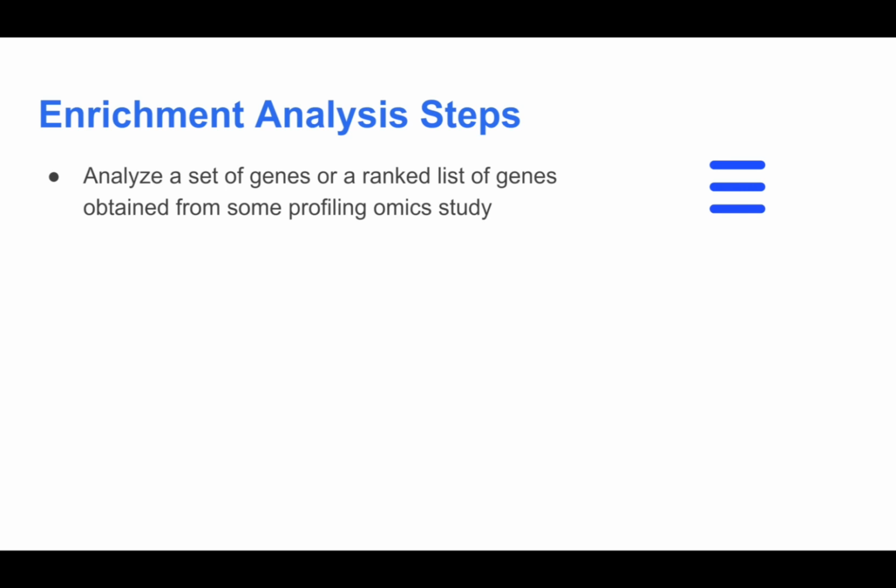Now that we've defined some of the key terms, we can begin the actual steps for enrichment analysis, which, as we mentioned earlier, starts with analyzing a set of genes or a ranked list of genes obtained from some profiling omics study. So for example, perhaps you're interested in the role of a certain gene, so you obtain your samples for the knockout of that gene, you perform some profiling, and then you can compute a signature for that gene knockout.